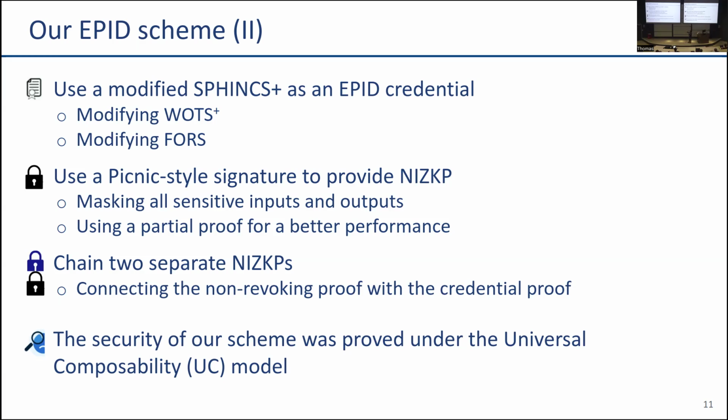Then I already said that we separate two zero knowledge proofs, but we cannot only separate the two proofs. We also have to glue them together to make them joint, because you have to demonstrate you are the single signer with the secret key, to prove both the credential and not being revoked.